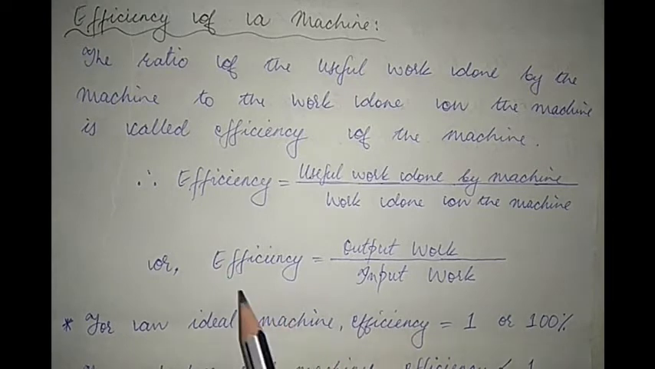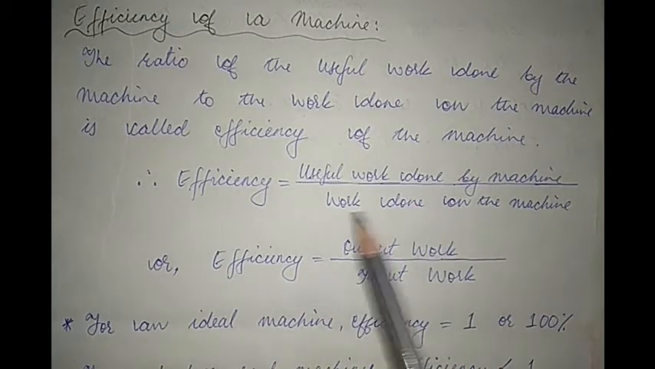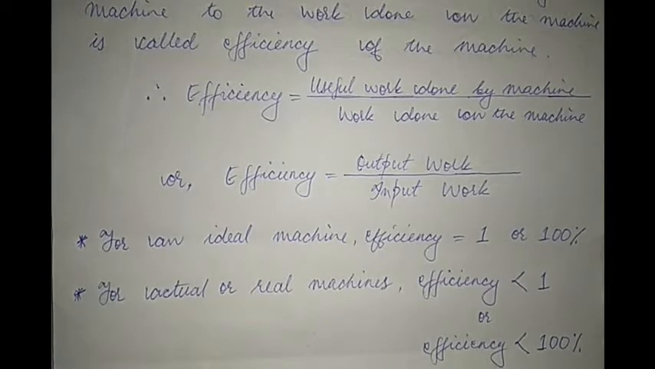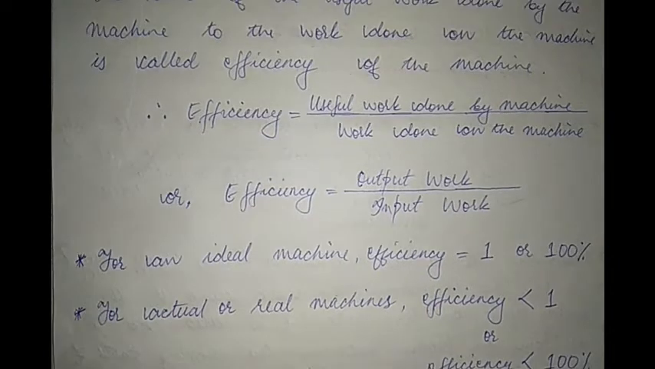And like I've already said, efficiency is the work done by the machine divided by work done on the machine, or output work divided by input work, where output work, of course, is the work done by the machine, and input work is the work that we are doing on the machine. Now, an ideal machine means a machine which only exists in our imagination, in which there is no loss of energy in any way.